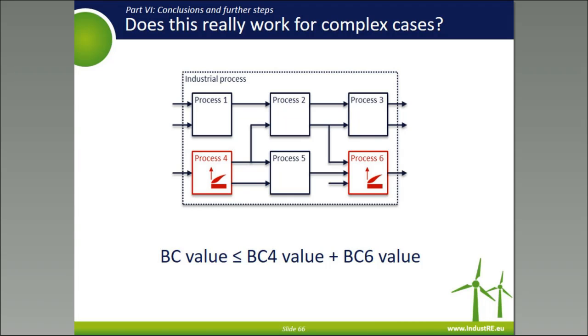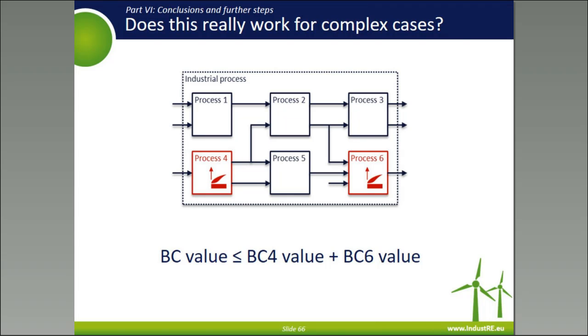I made a little graph here where I, in a simplified way, try to represent an industrial process, and industrial processes are always very interconnected, different processes linking from one to the other. And assume now that there is flexibility in process number 4 and in process number 6. What you can do with this methodology is you calculate the business case value for process number 4, assuming that it can operate completely independent of all the rest. And you do the same for process number 6.